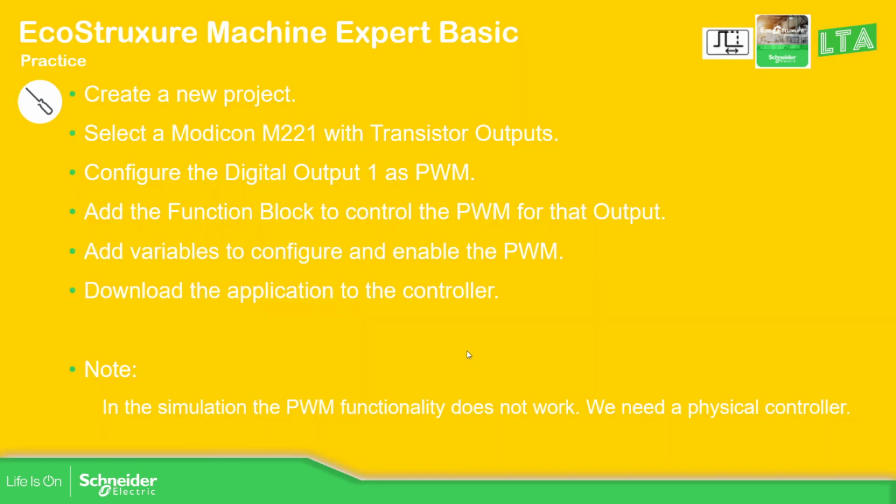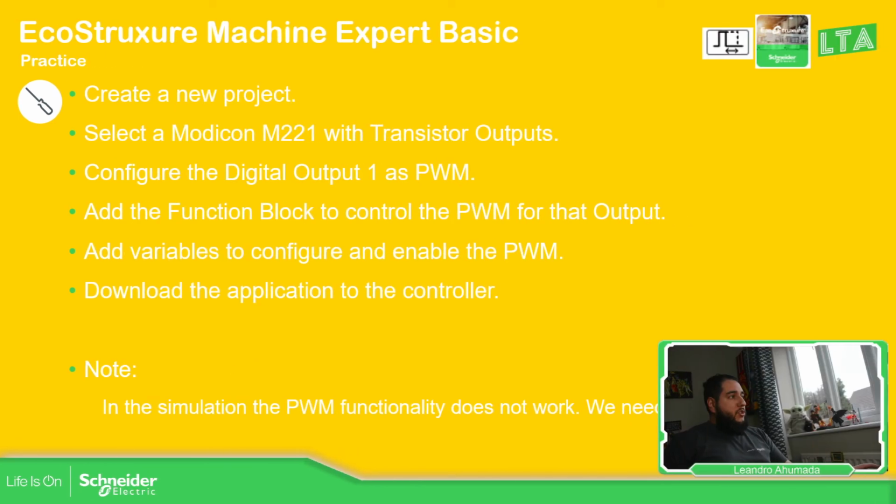So this is the practice part for you: create a new project, select the M221 with the transistor output, configure one of the digital outputs, the 0 or the 1, it doesn't matter. Then you need to check which digital output you're going to use. Then you need to add the function block as I already mentioned, then configure the variables, and then download and see what's going on.